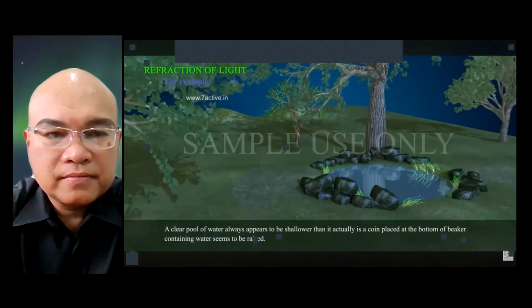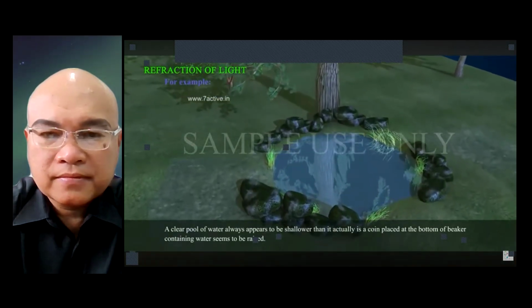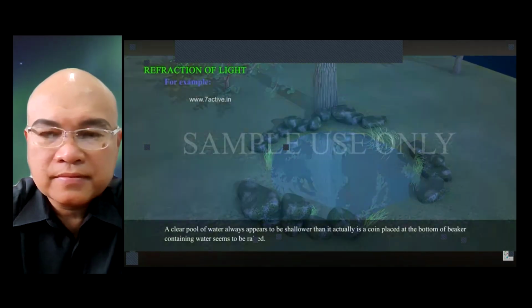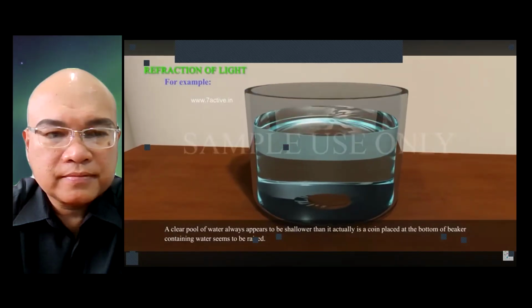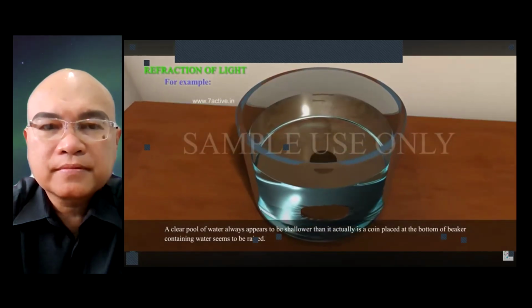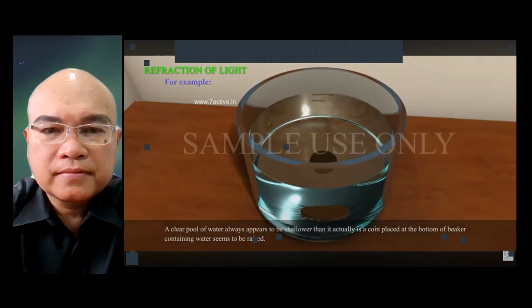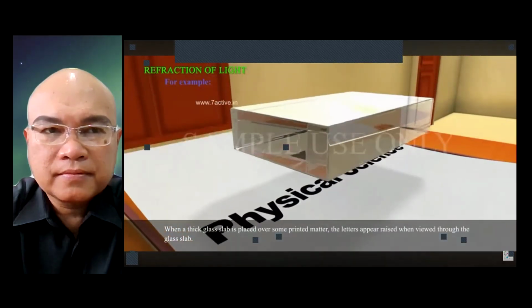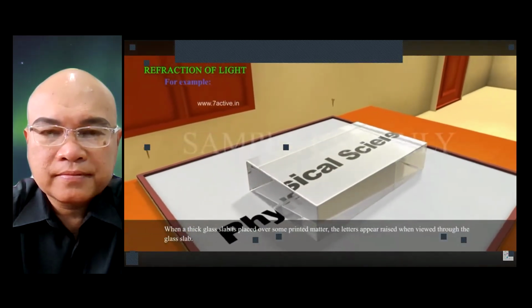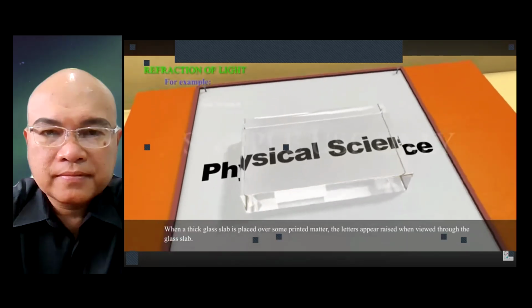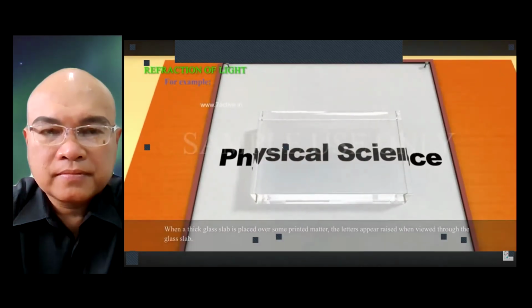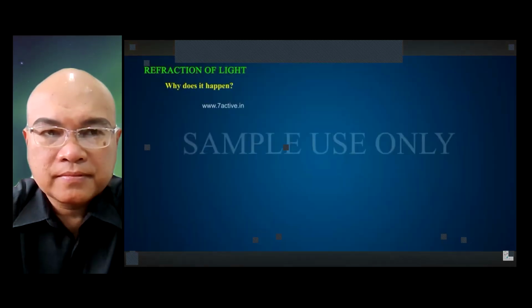A clear pool of water always appears to be shallower than it actually is. A coin placed at the bottom of a beaker containing water seems to be raised. When a thick glass slab is placed over some printed matter, the letters appear raised when viewed through the glass slab. Why does it happen?